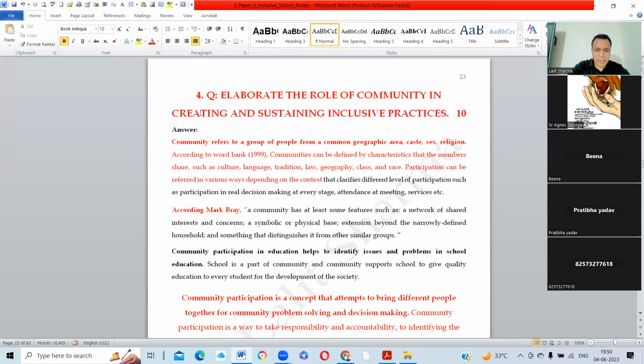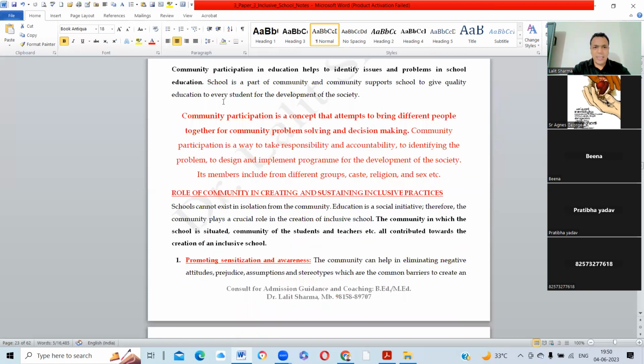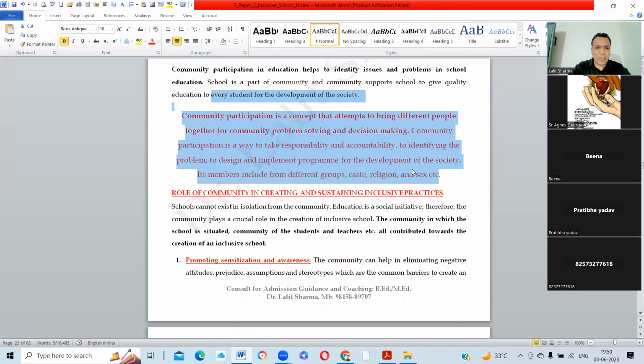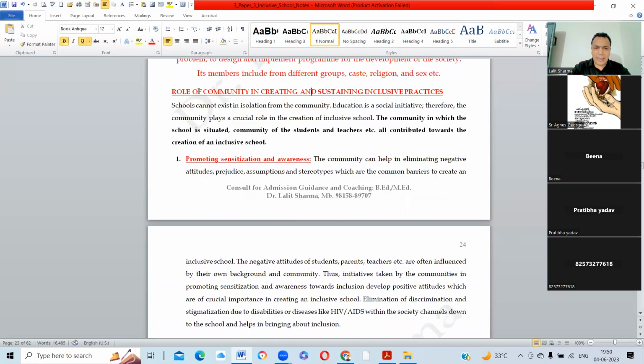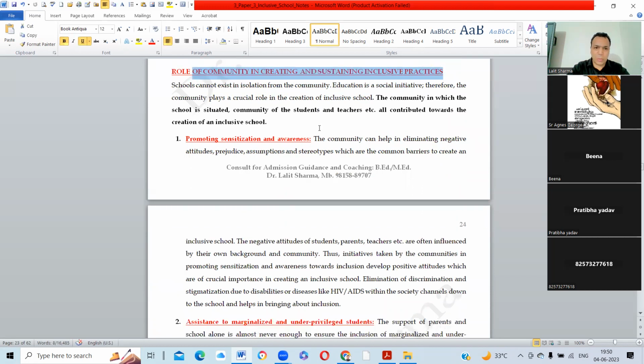For the first question I have made notes for you: creating and sustaining inclusive practices, the role of the community. What is the role of the community in creating and sustaining inclusive practices? First I will talk a little about the community, then make the heading. Now, what should the community do?